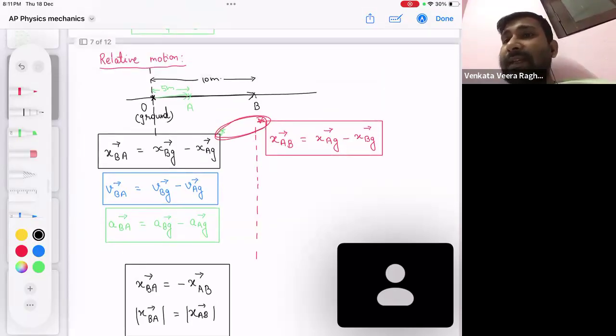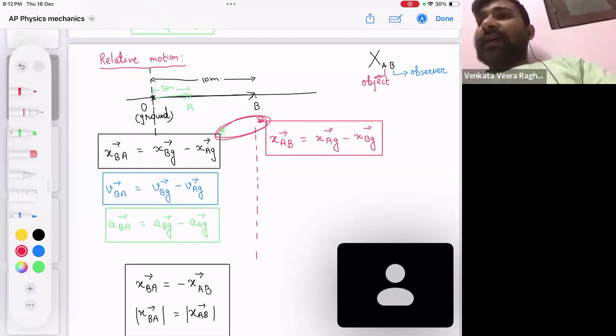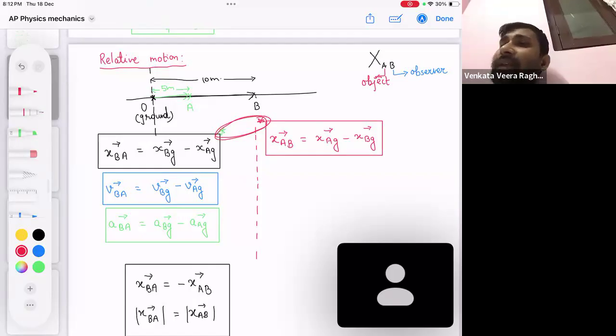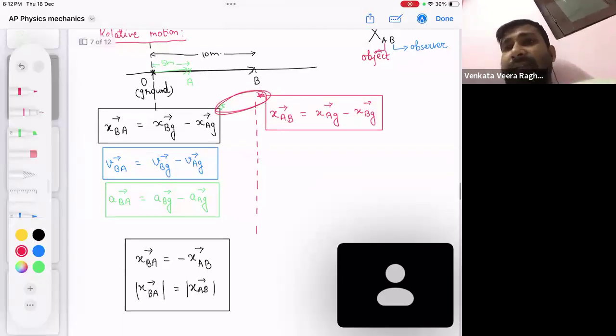And how do we understand who is my observer? The one which is written last is our observer. Like if I write X, A, B, what does it mean? It means B is the observer, and A is the object whose motion I am observing. So please keep in mind that the first one is written as the object and the second one is written as the observer. Is this clear?